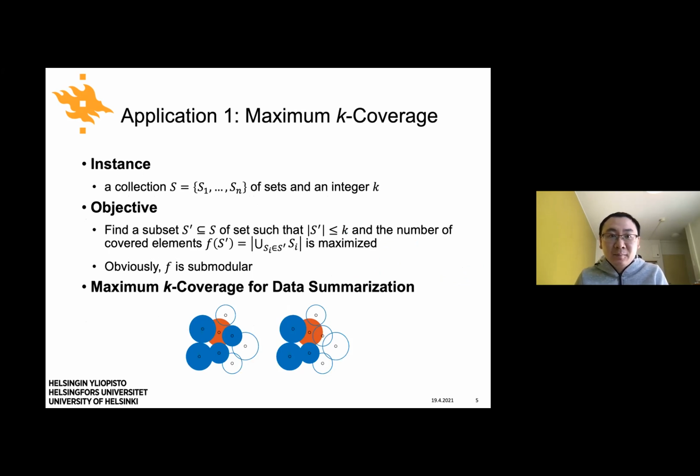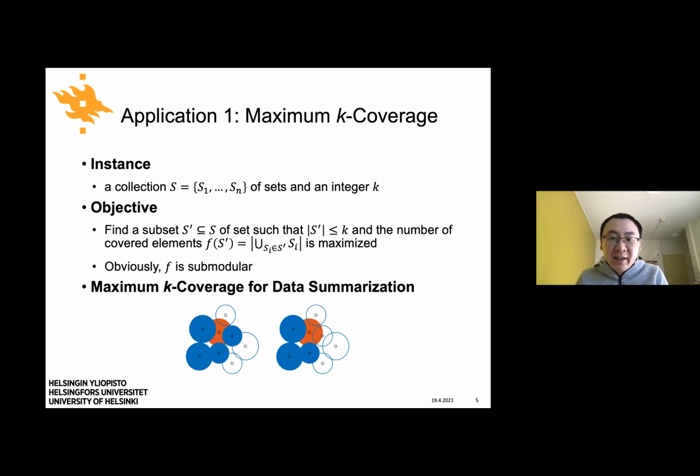Here I have several typical examples for data summarization via submodular maximization. The first example is the classic algorithm problem of maximum k-coverage. Given a collection of n sets and an integer k, we try to find a subset S prime of sets such that the number of elements covered by the subset is maximized. Obviously, the objective function is the union of the selected subsets, and the function is submodular because of the property of coverage.